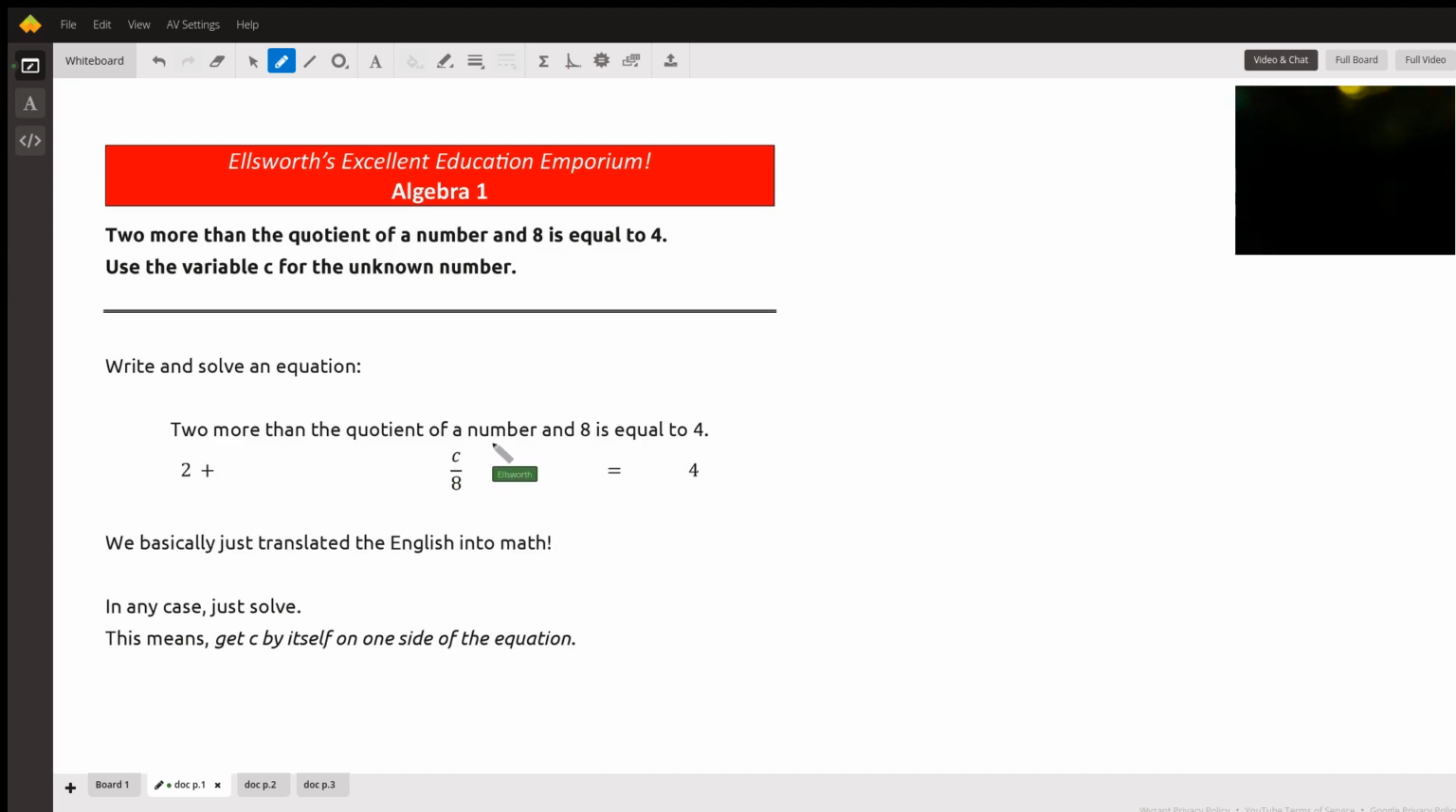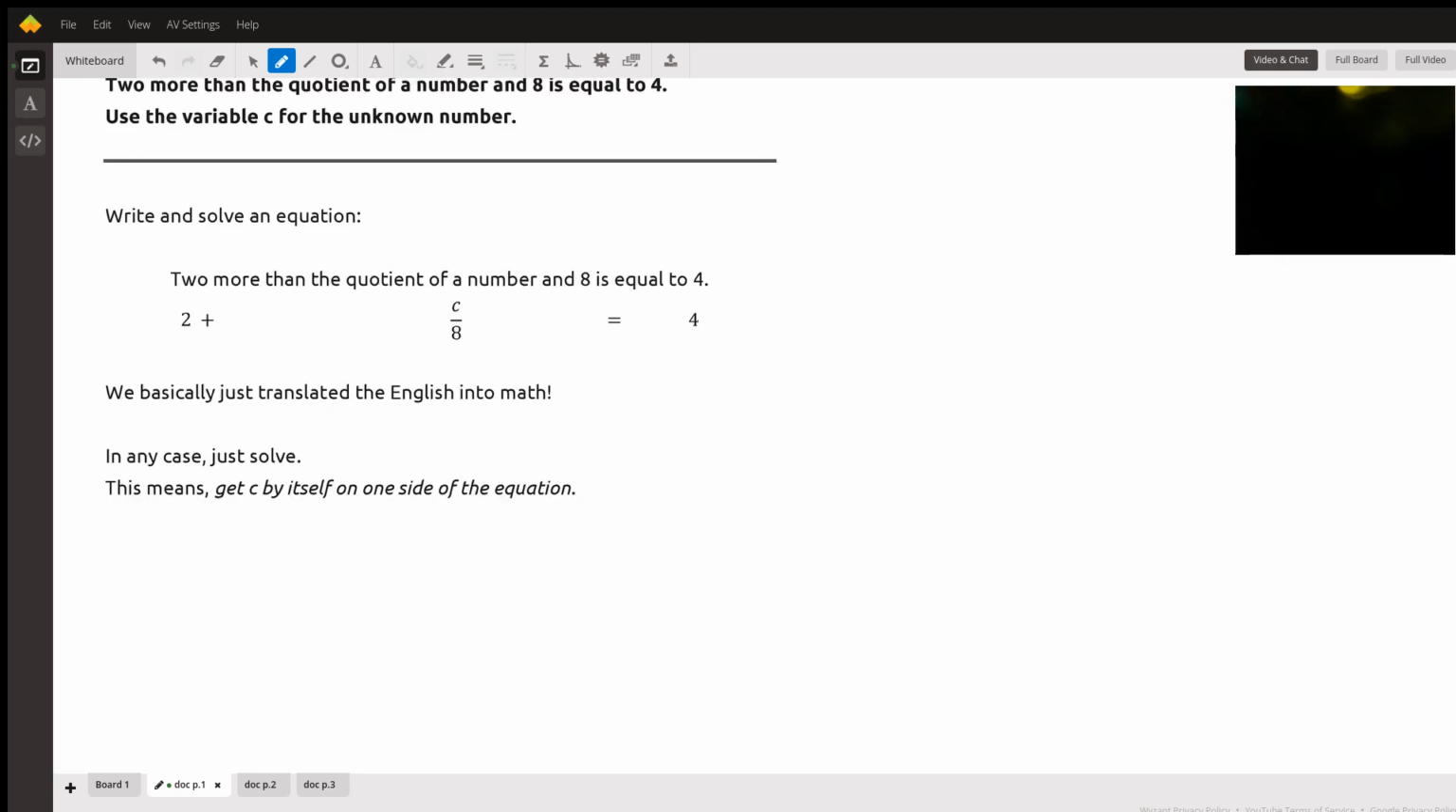The top is a number, which is your unknown. We were told to use variable C for the unknown number. So that's going to be C, and the other number is going to be 8. So the quotient of a number and 8 is C divided by 8, and that whole thing is equal to 4. So the whole thing is 2 plus C over 8 equals 4. There's your equation.